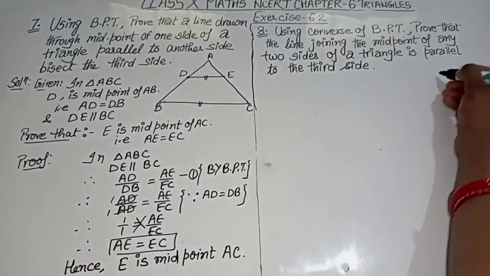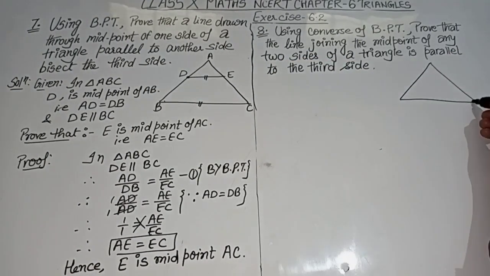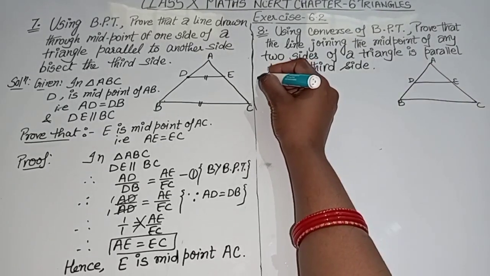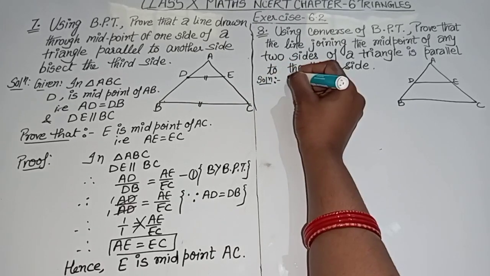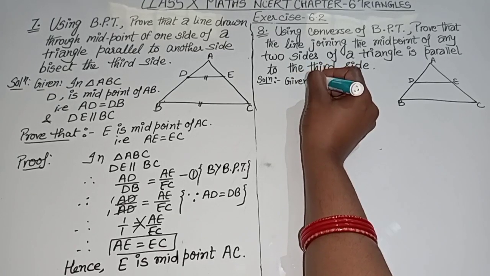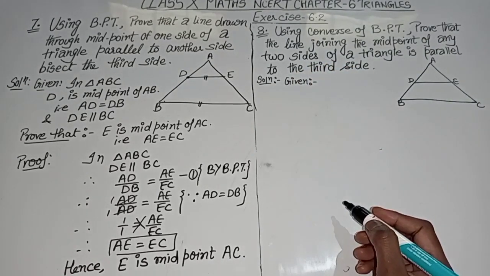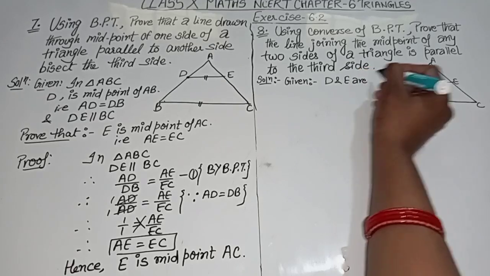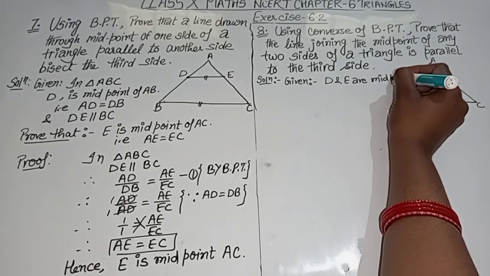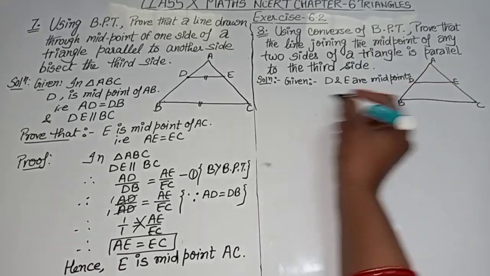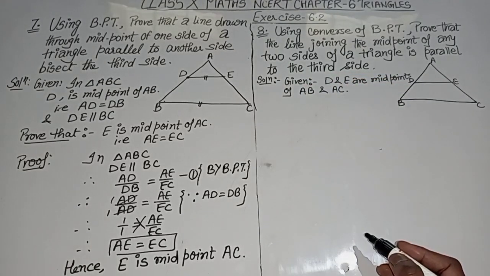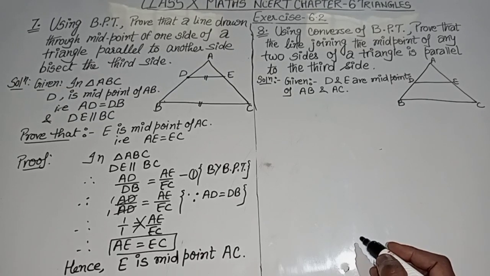Now you will make a triangle first of all. Here is a triangle ABC, and DE is drawn. Solution: given, D and E are midpoints of AB and AC.